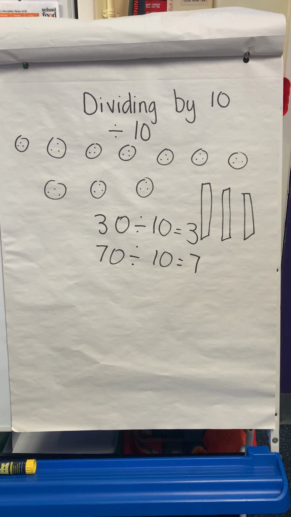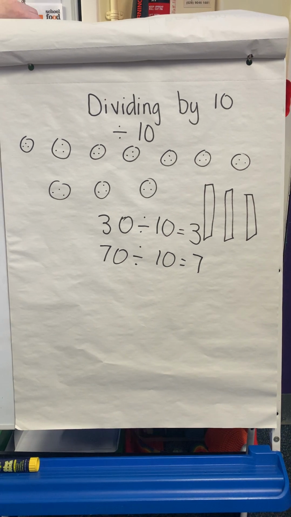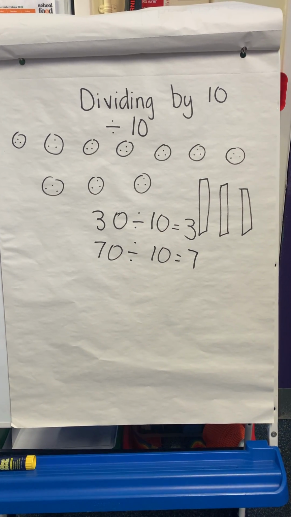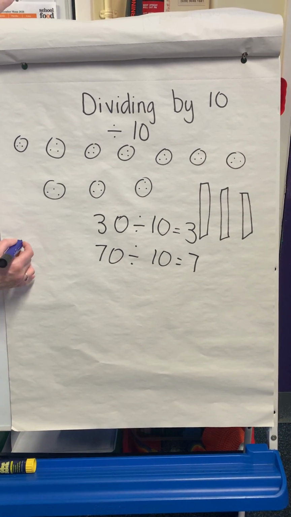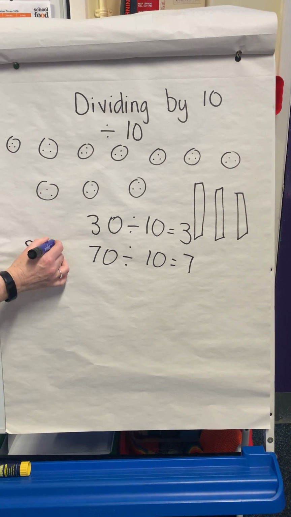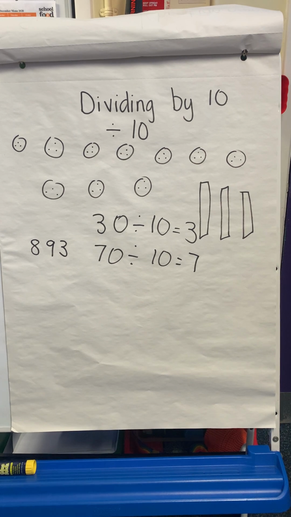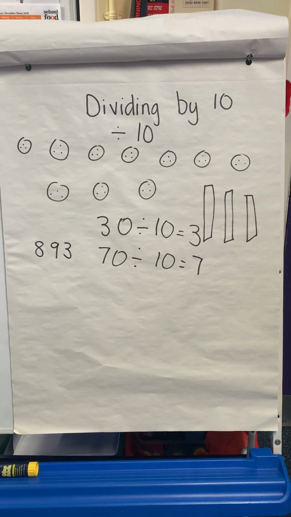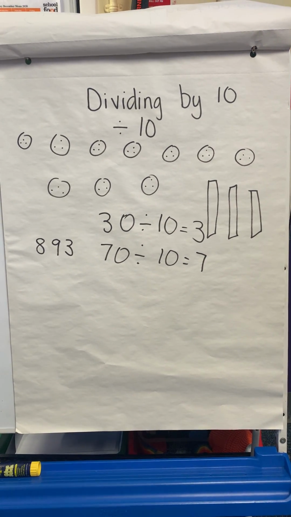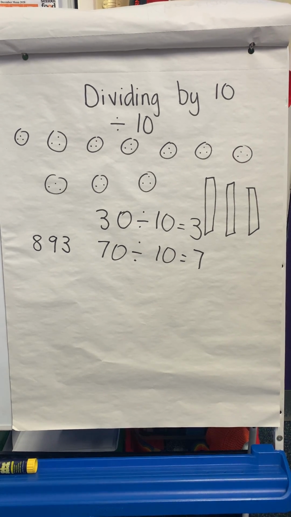But whenever we get a little bit older and we're doing more difficult ones, we can't just say we're taking off the 0. Because maybe you'll have a number like 893 and there's no 0 to take off. So when you're dividing by 10, you need to remember that you are making everything 10 times smaller.